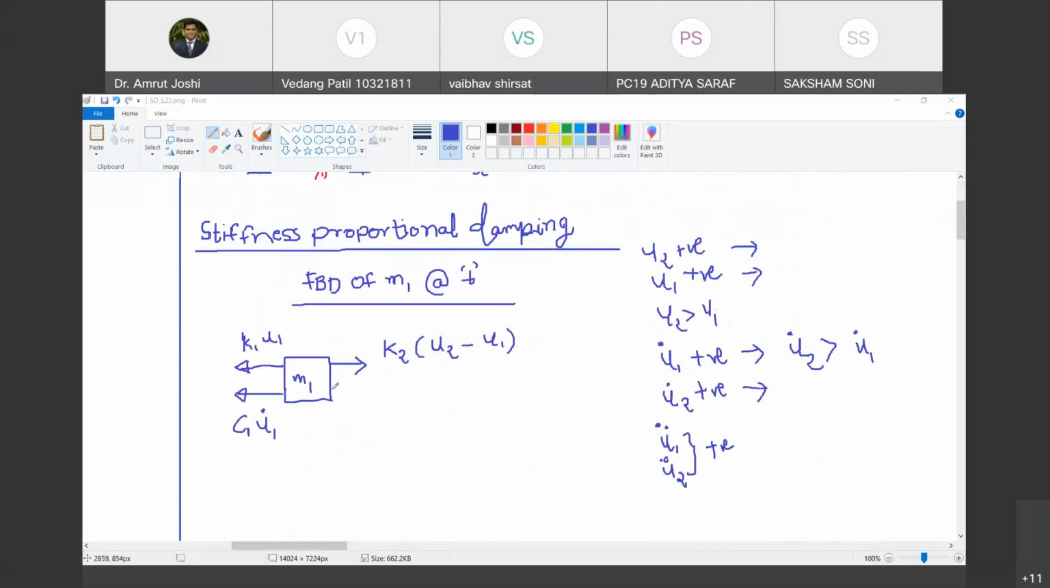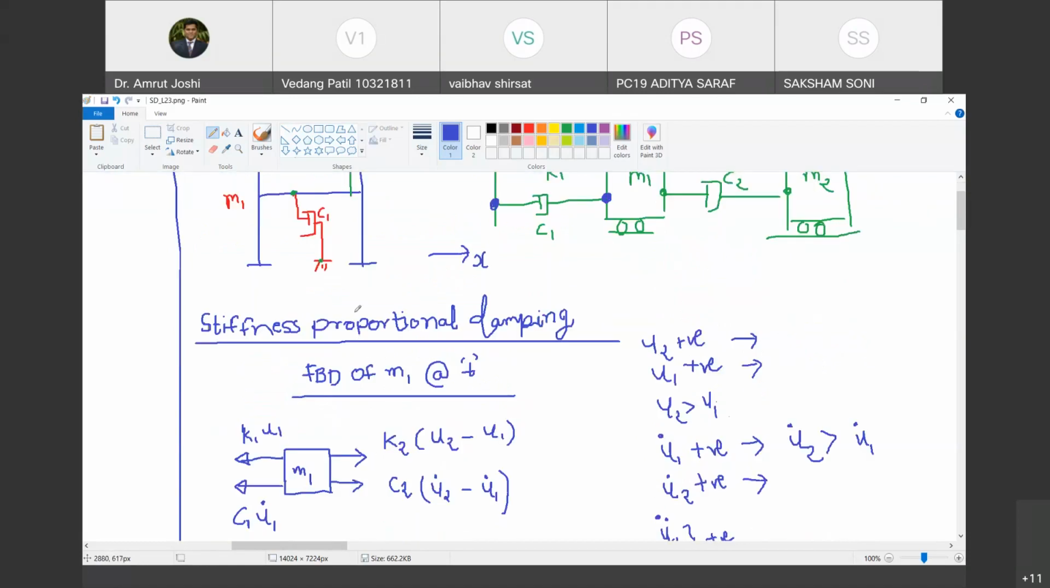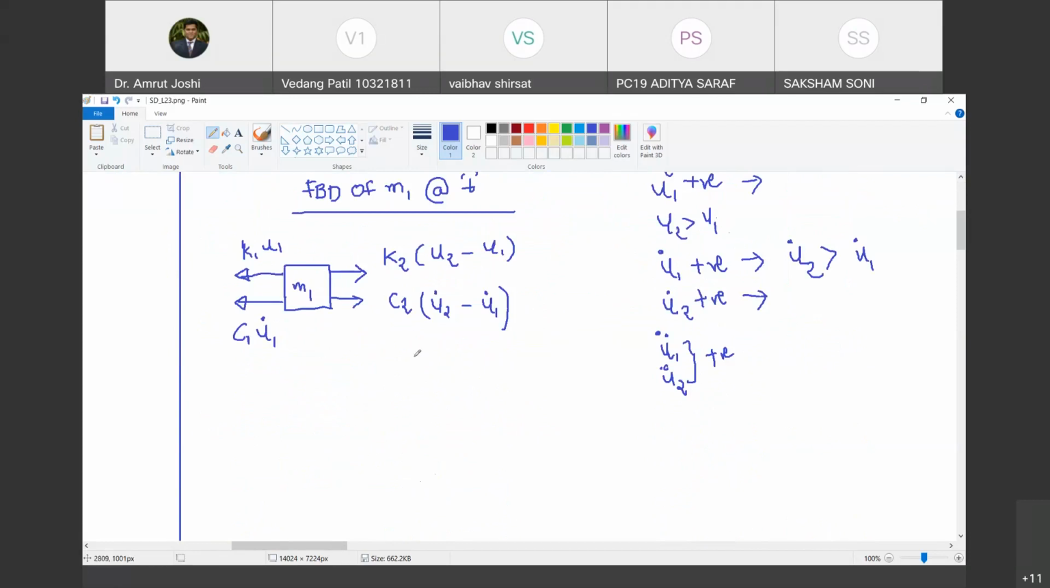So therefore ये force क्या रहने वाला है बोलो? U2 dot of T minus U1 dot of T, and this multiplied by C2. Happy? Yes, sir. Now can we write now what is the acceleration of this mass M1? The acceleration of this mass M1 is U1 double dot of T. That I am going to show in this fashion. Happy?